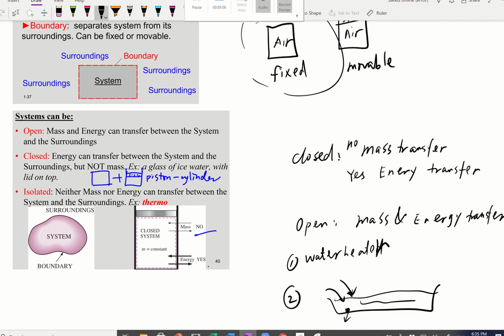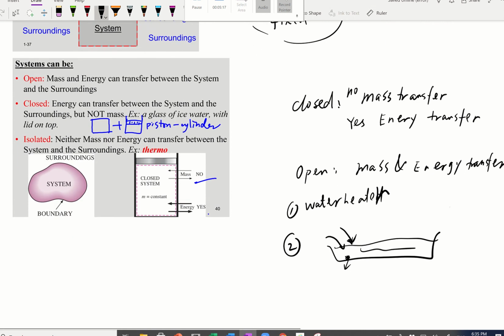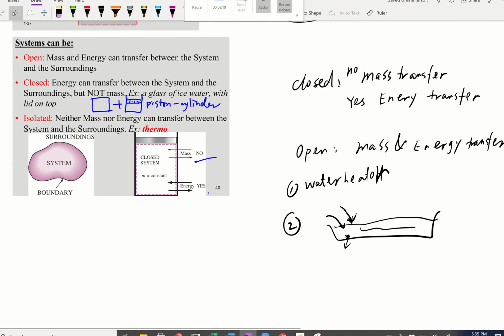So now we know the difference. A closed system means there's no mass transfer. However, energy transfer is inevitable. And that's the major difference between them.